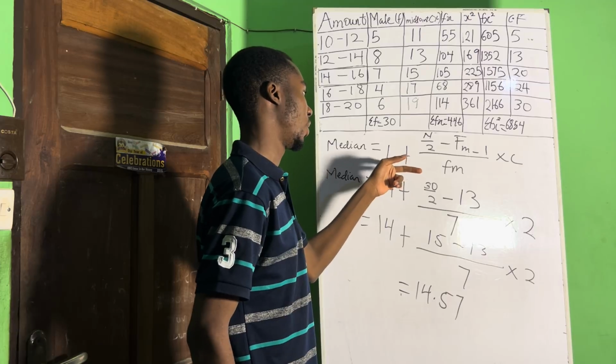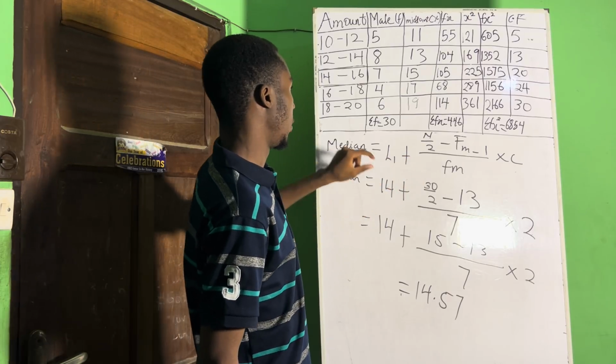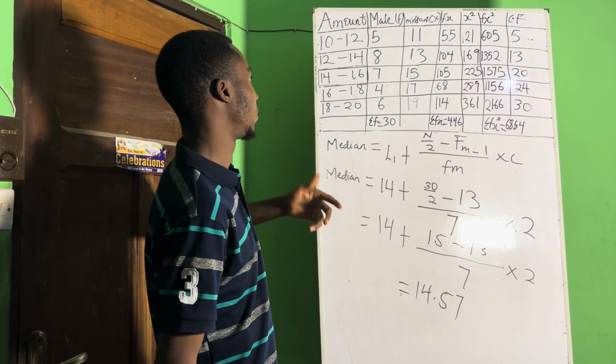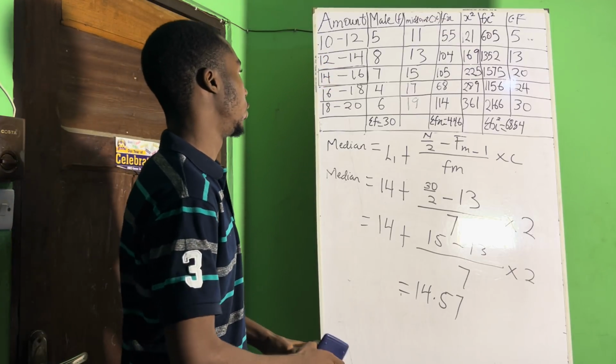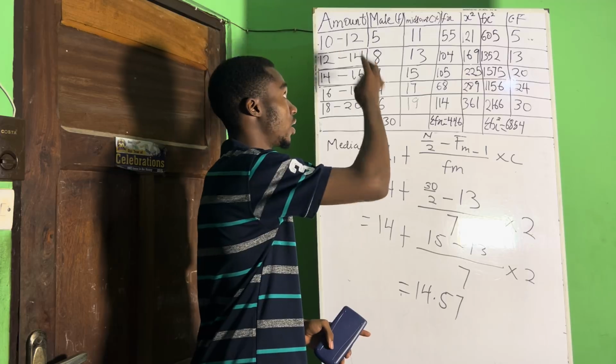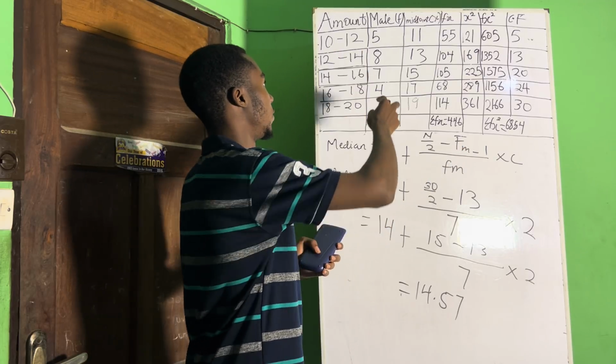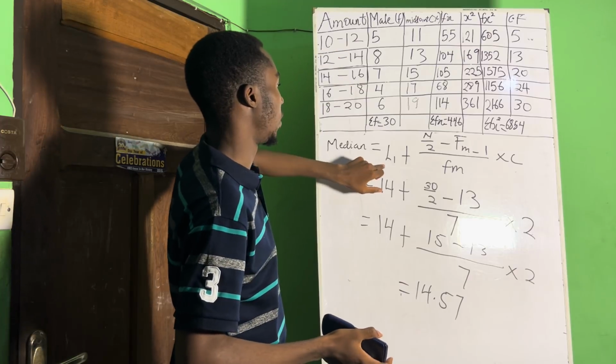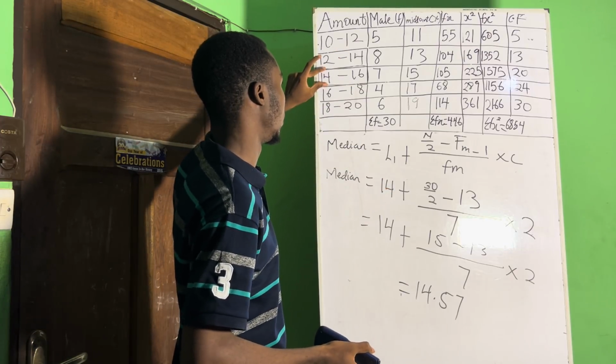So you just have to know that the L1 is the lower boundary for the median class. We established that this is the median class. And I told you that if you want to find the median class, you take the sigma f, or the total frequency, over 2. Then where it falls, 15 falls here. You get it? Then where it falls, that's the median class. So L1 is the lower boundary of the median class, which is 14.